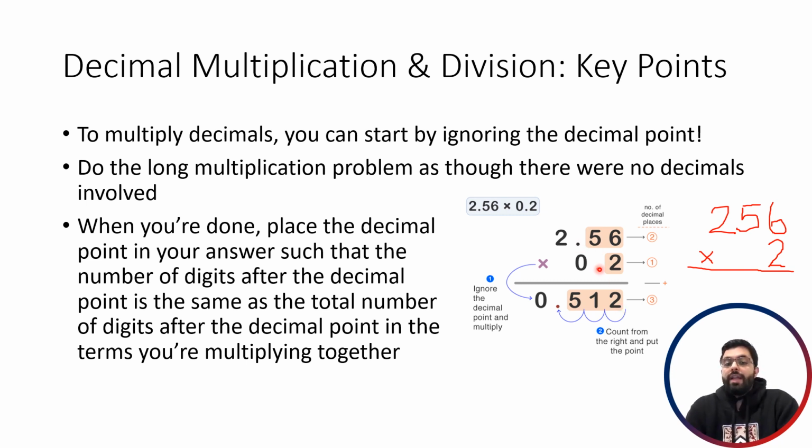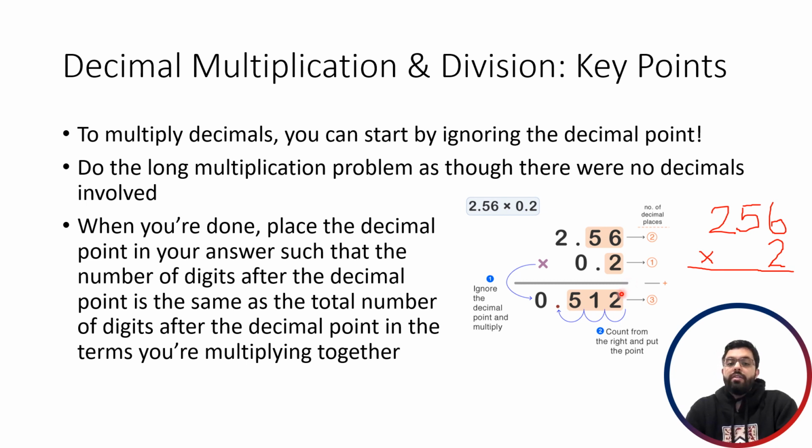But now we have to go back in and look at where we put our decimal points from the original question. In this first term, this 2.56, we've got 2 digits after the decimal point. And in the second term, we've got 1 digit after the decimal point. So in total, we've got 3 digits after the decimal points across these 2 terms. So all we need to do is make sure that when we get down to our answer, we also have 3 digits after the decimal point down here.